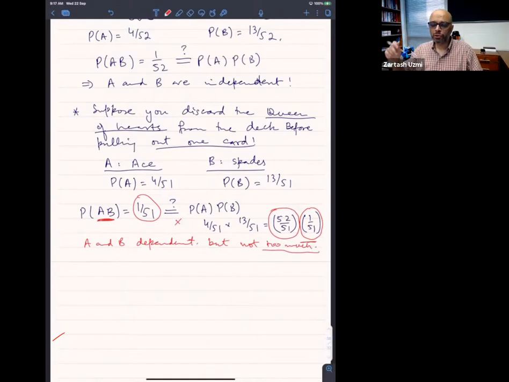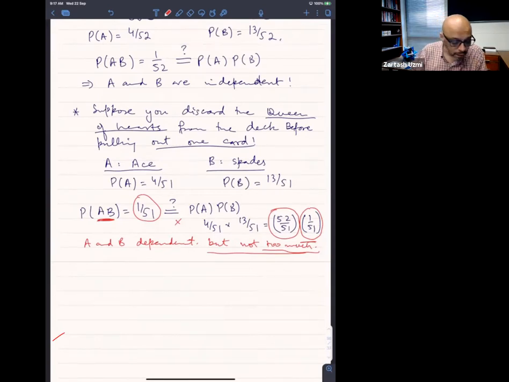Later in the course, we will learn that the extent of dependency can also be measured by using what we call correlations. But we will need to wait for that. So although they are dependent, they are not too much dependent.